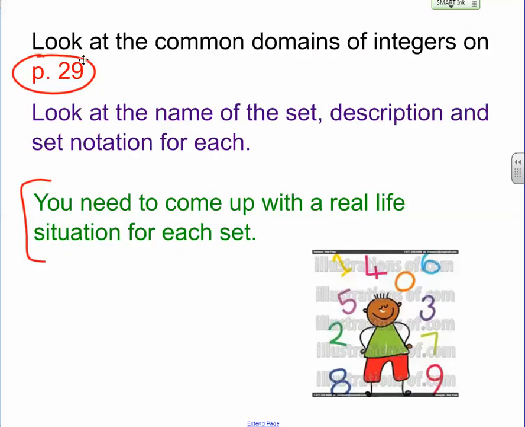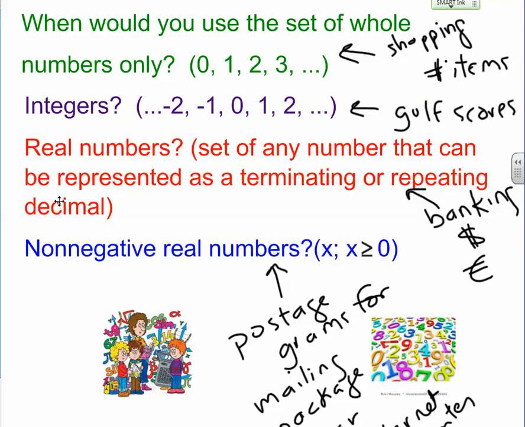If you look at the blue table on page 29, we studied each of the names of the sets, the description, and how you use set notation for each, and then you had to come up with a real-life situation for each. So the first was a set of whole numbers, and you said it could be the number of items when you're shopping. I buy 3 kilograms of apples and I pay per kilogram, or I buy 3 bananas and I pay per banana, or 3 shirts and I pay per shirt.